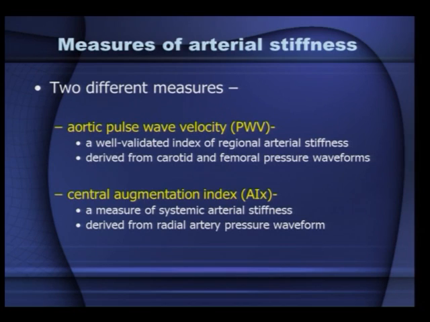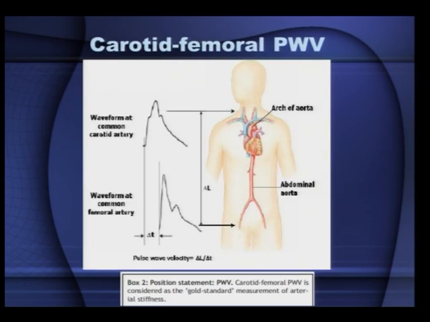So to make things easy, there are only two measures of arterial stiffness: aortic pulse wave velocity, that's the PWV, and the central augmentation index. One is a regional arterial stiffness parameter, the other is of the entire arterial system.